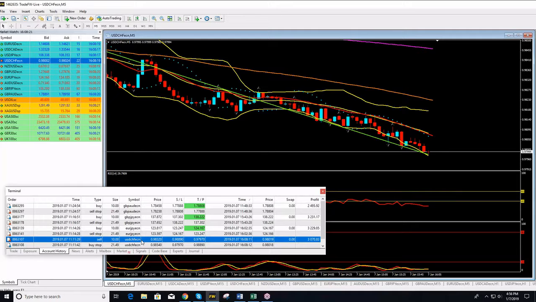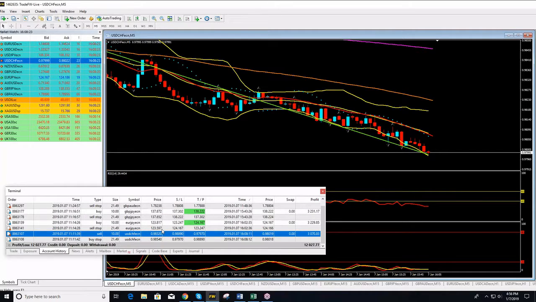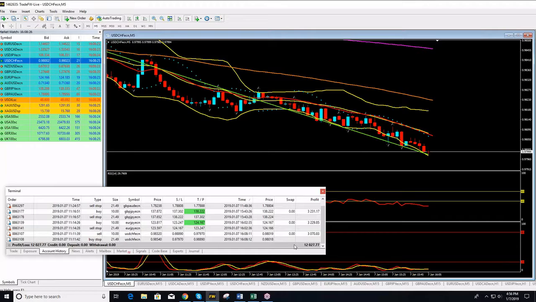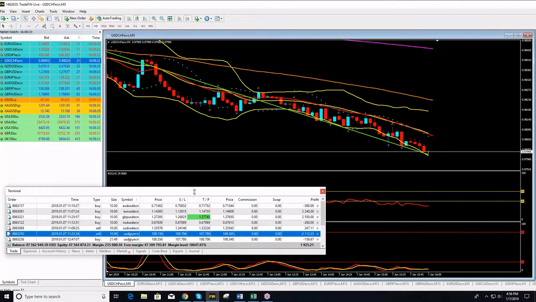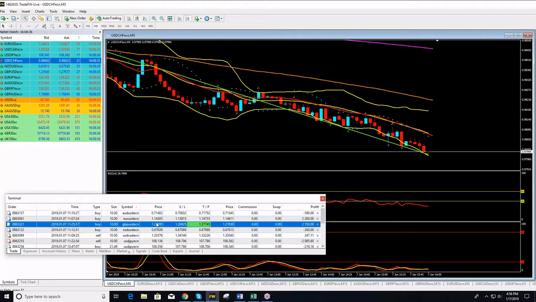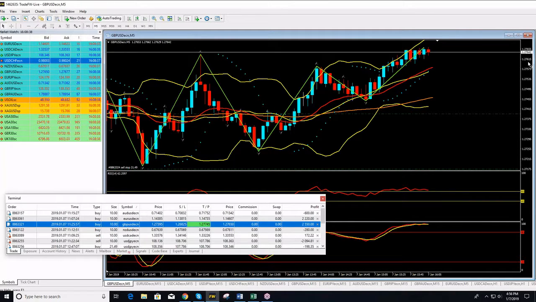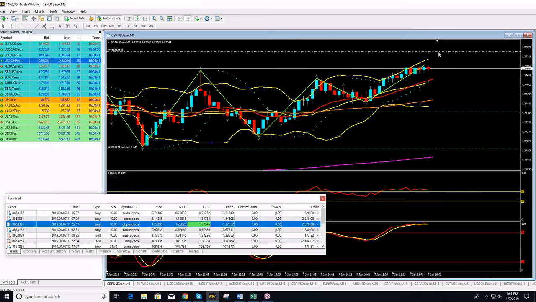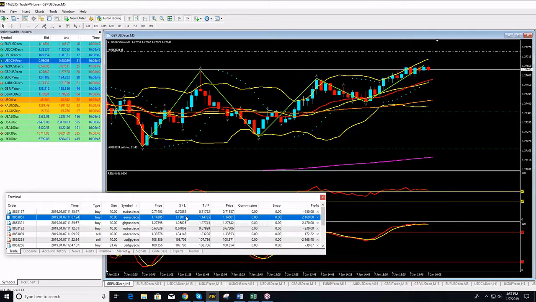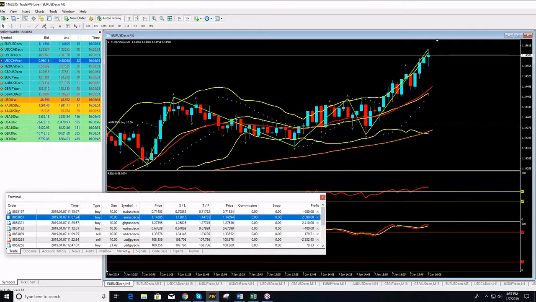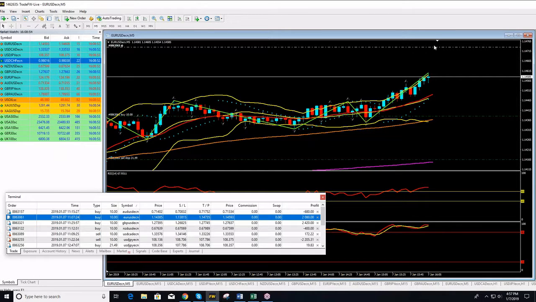We have just cashed in $3,000 from dollar CHF, and we have raised our profits for the day to $12,027. Nice one, guys. We still have a lot of trades running. Next one is pound dollar. Nice accumulation here, and I believe we will soon hit TP also on pound dollar. Also, euro dollar is doing very nice today, guys. It's climbing to the upside, and we are getting closer and closer to our take profit target.